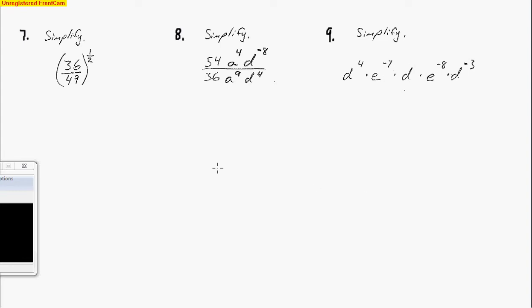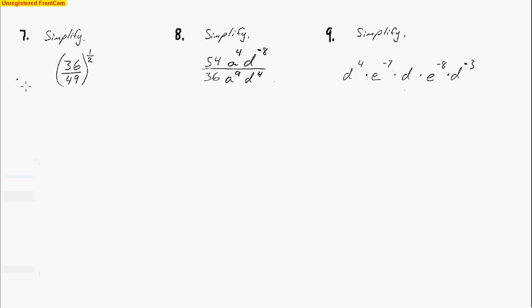So these are the last three problems on today's study guide. And again, on number 7, just like numbers 5 and 6, we're dealing with a fractional exponent. The difference here is that we have a fraction of a fractional exponent. So when we do this, we treat these two numbers, the numerator and the denominator, as having exponents of 1.